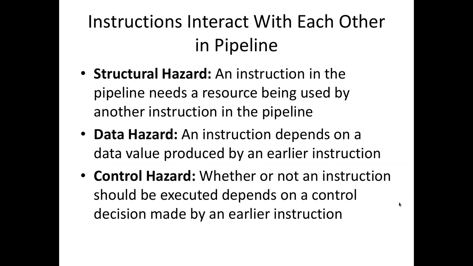Then we got into the different kinds of hazards. Structural hazards involve accessing the same resource at the same time, so maybe accessing memory or registers at the same time. Data hazards involve dependencies on previous instructions. And control hazards involve decisions such as branches and dependencies on that, which will really determine which instruction you need to fetch next, for example.